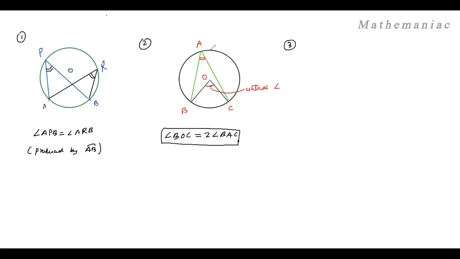Property number three. In this property, we'll be having an idea of a cyclic quadrilateral. That is also to be known, right? So that is very important. Suppose I have a cyclic quadrilateral drawn here. Cyclic quadrilateral means its vertices must be lying on the circumference of the circle. So I have considered a cyclic quadrilateral ABCD whose vertices are on S.